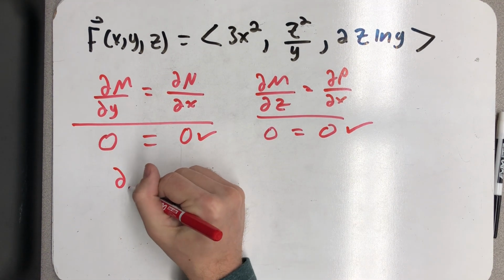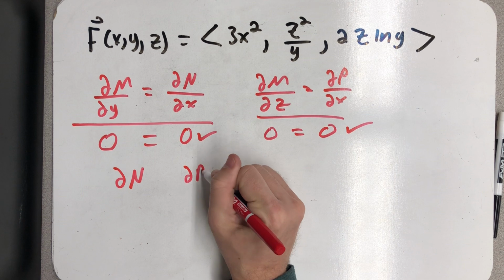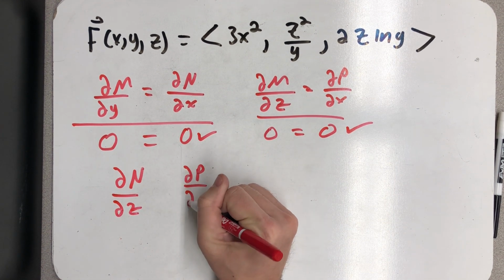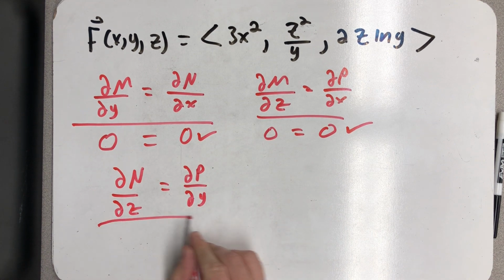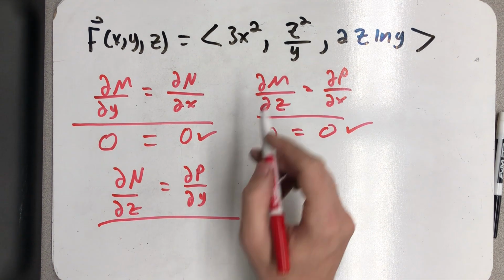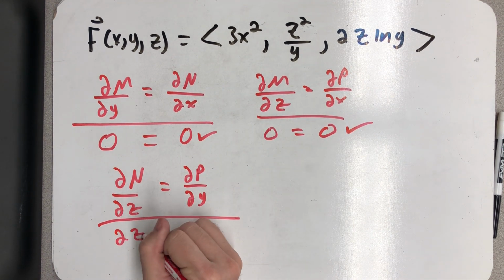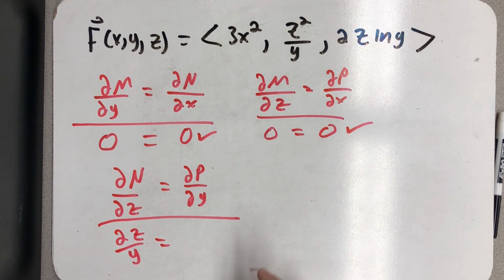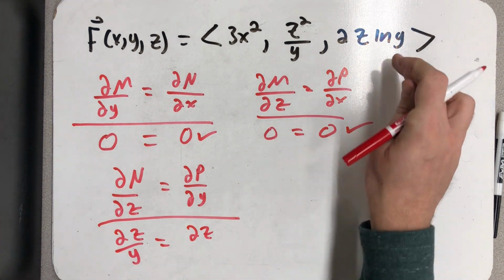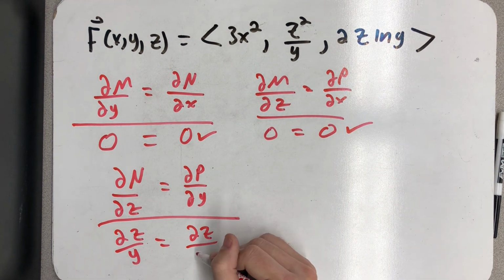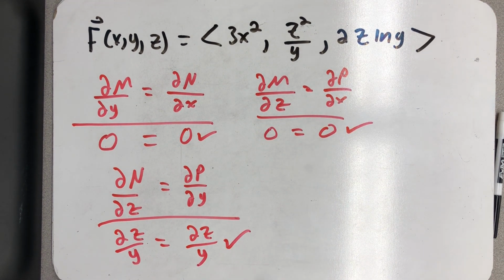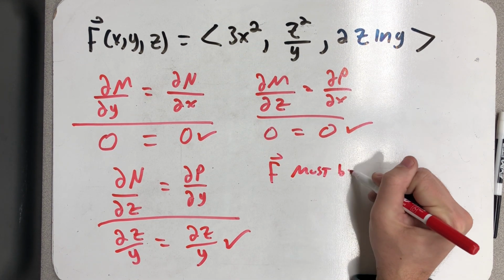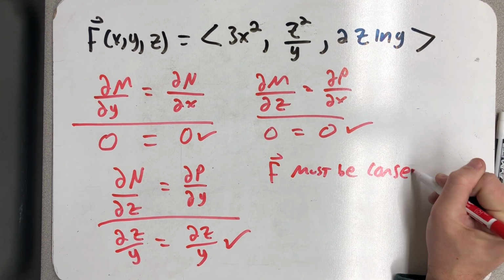And so I need to think about n and p. All right, so that's a partial of n with respect to z and a partial of p with respect to y. All right, the partial of n with respect to z, well, that's 2z over y. The partial of p with respect to y, well, that would be 2z times the derivative of the natural log of y, well, that's 1 over y. And those are equal, and so f must be conservative.